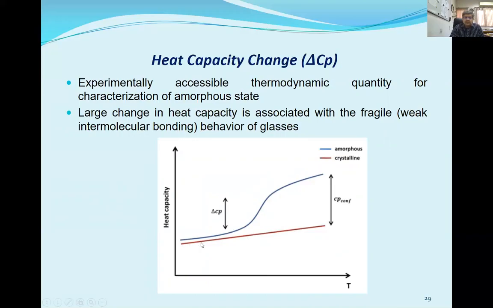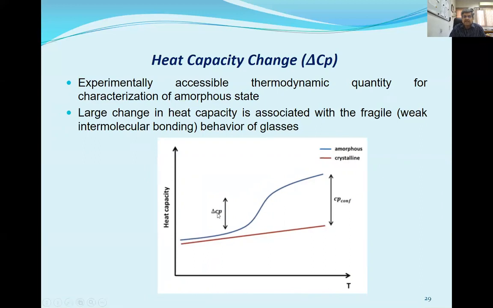So this red line is for the crystalline material and this blue line is for the amorphous system. So on this axis you have the temperature and on this axis you have the heat capacity. So as you are heating the crystalline sample or the amorphous sample, the crystalline sample does not show much change in the heat capacity with increase in the temperature until it reaches its melting point. Whereas the glassy material will show a step change in heat capacity at the glass transition temperature.